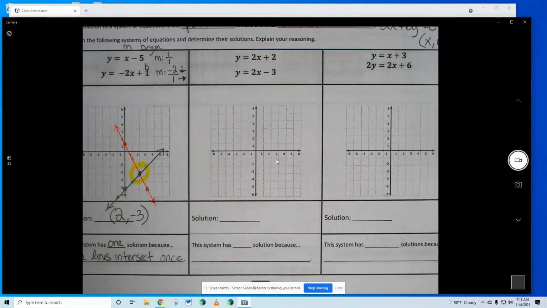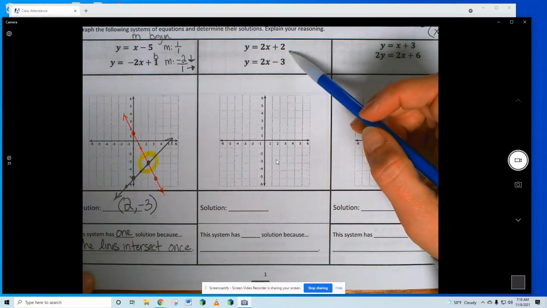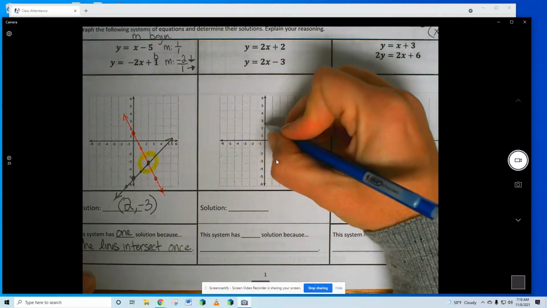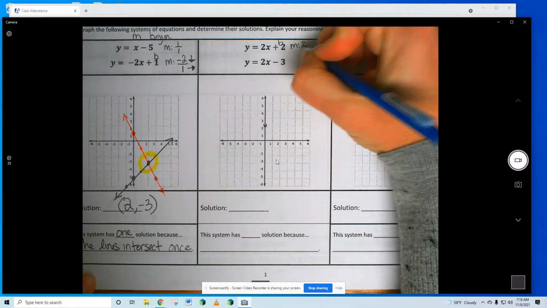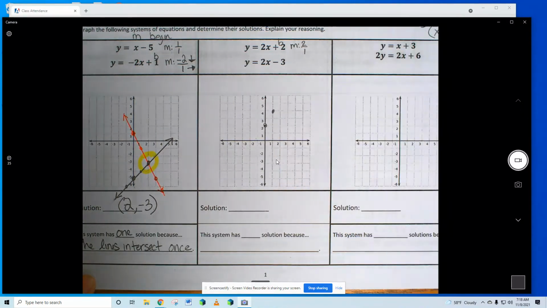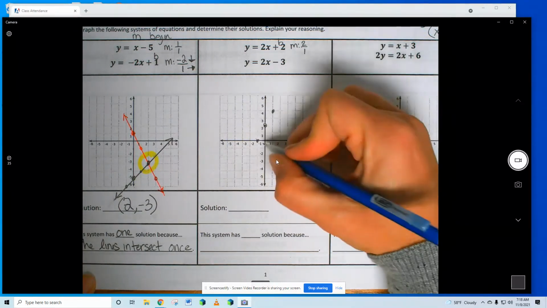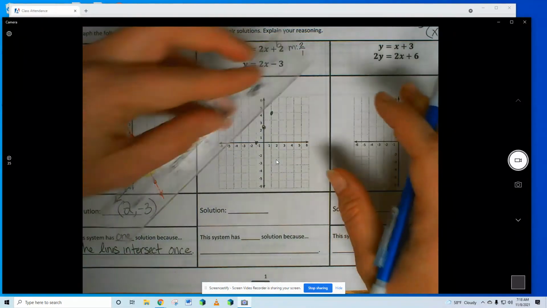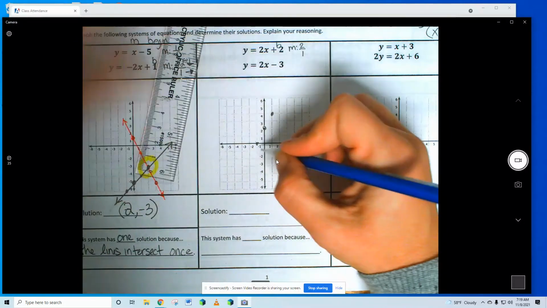Next one. Graph them both. Y equals 2x plus 2. Y equals 2x minus 3. 2x plus 2. Begin at 2. My slope is 2 over 1. Rise 2, run 1. I'm going faster because I feel that you should be able to, without any difficulty, graph a y equals mx plus b equation. Let me go do one more dot.